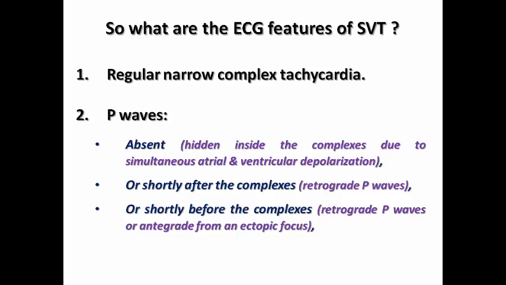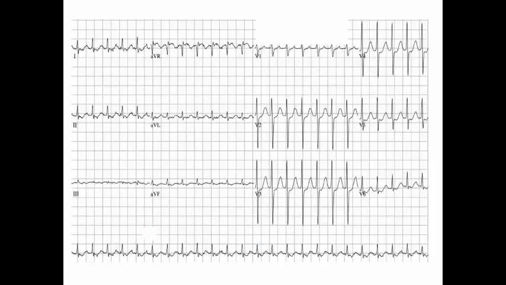They may be seen shortly before the complex, like a retrograde P wave coming late as in atypical AVNRT, or sometimes they are antegrade P waves like in atrial tachycardia, or sometimes it may show a 2-to-1 AV relationship or even a variable rate of AV conduction. So in SVT you would see a regular narrow complex tachycardia, with P waves that may be absent, seen after the complex, before the complex, or with 2-to-1 or variable conduction. All of these patterns for P waves are accepted.